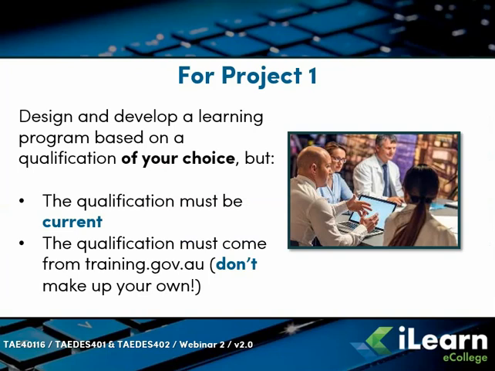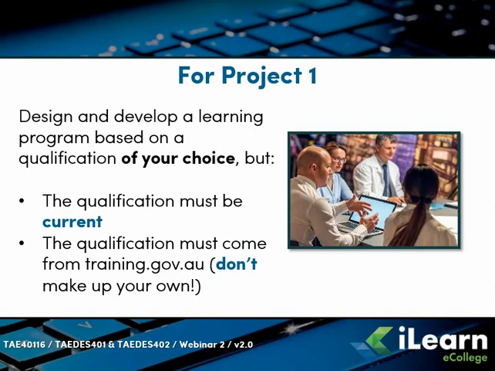Okay, so we're just going to quickly talk about the projects within the first learner workbook. So these are the projects for the TAE DES 401 and TAE DES 402. If you're completing the materials with the iLearn eCollege label, this will be project 1 and 2. If you're completing it with the old labels, this would be considered projects 2 and 3.